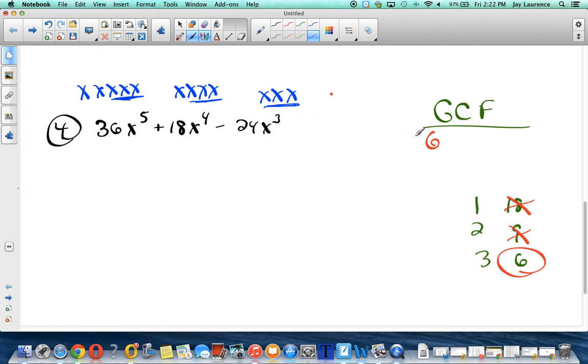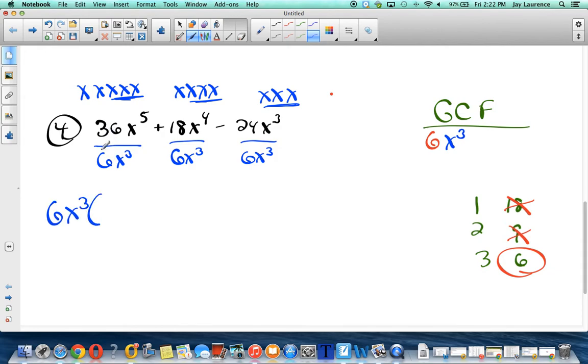Yeah, look at that. It's x cubed, isn't it? Isn't the smallest exponent of the x's cubed? Right? X to the 5th, x to the 4th, x to the 3rd, or x cubed. There's my GCF. So I'm going to divide all 3 terms by 6x cubed. So my 6x cubed is out front.